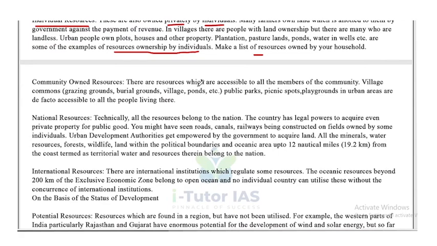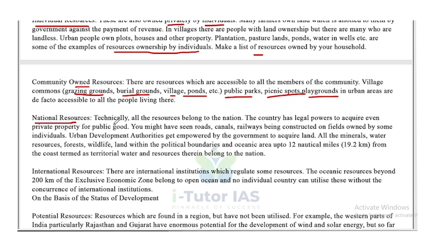Now, the second one is community owned resources. These are resources which are accessible to all the members of the community. Village commons, that is grazing grounds, burial grounds, village ponds, etc. So these are some examples of community owned resources. Then public parks, picnic spots, and playgrounds in urban areas are also accessible to the people living there. So that's also community owned resources. Now, national resources. Technically, all the resources belong to a nation.